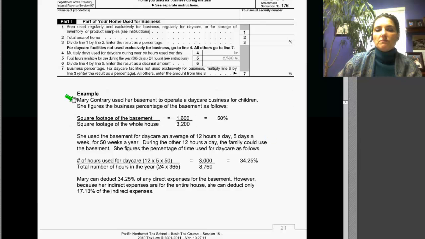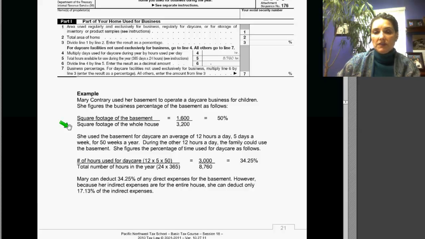Mary Contrary used her basement to operate a daycare business for children. She figures the business percentage of the basement as follows. She takes the square footage of the basement, which is 1,600 square feet, and the total square footage of the entire house at 3,200 square feet. That gives her a ratio, or 50% business use. She used the basement for daycare an average of 12 hours a day, 5 days a week for 50 weeks of the year.